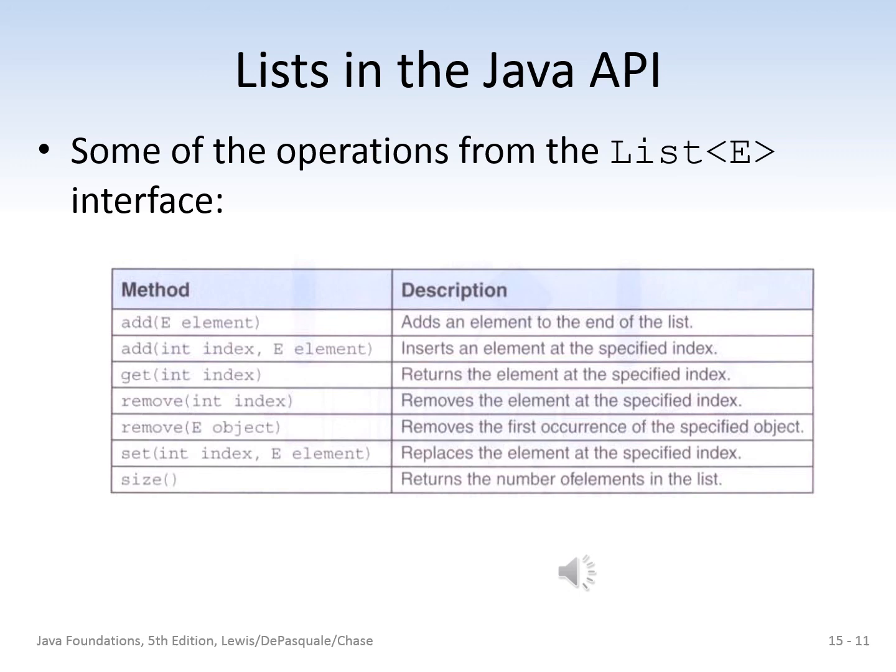It's different than the index. It will look for the object, not the index location. And then set, with an index and a second parameter that is an element, replaces the element at the specified index with the new element, parameter number 2 in the method call. And then size returns the number of elements in the list.